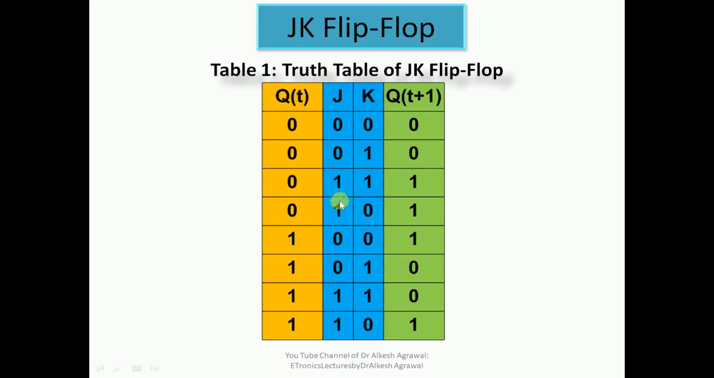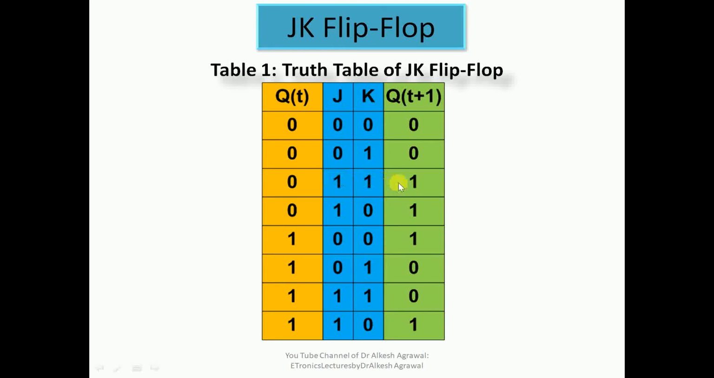Third is when J is activated and K is inactive, so the next state is 1. Here also, when J is activated and K is inactive, the next state is 1. Now the important condition is 1 and 1. When both inputs are activated, the next state is the complement of the previous state. That is, if it is 0, it will transit to 1, and if it is 1, it will transit to 0. So these are two very important conditions which are termed the toggle condition.